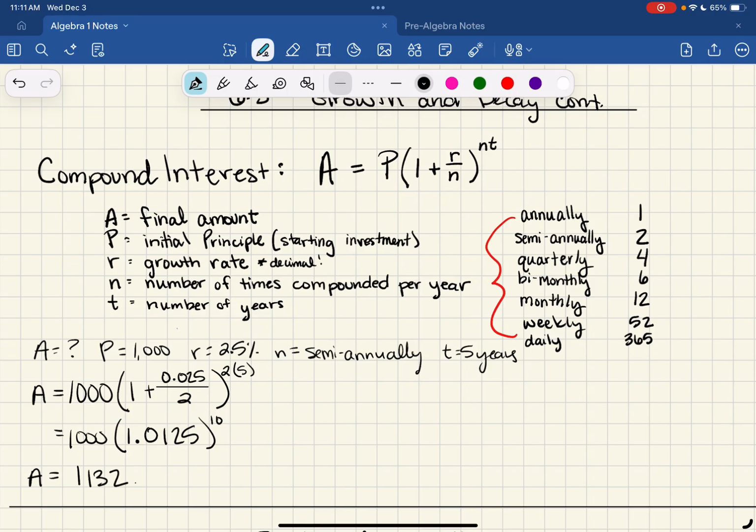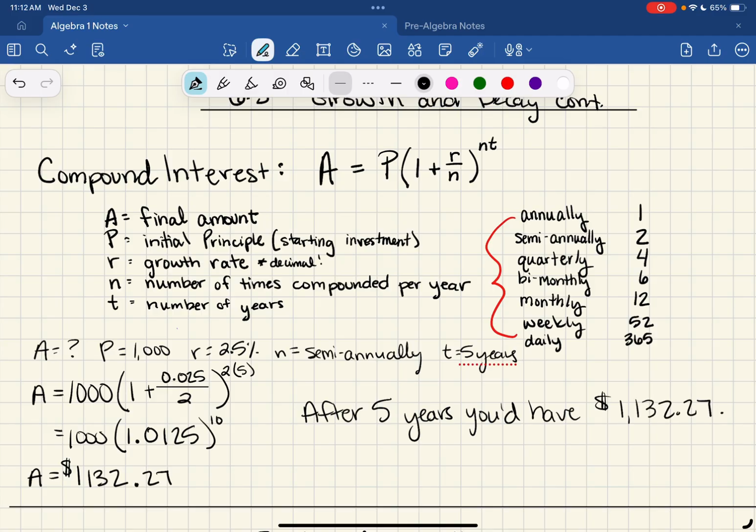And since we're dealing with money, we're going to go to 2 decimal places. So after 5 years, you'd have $1,132.27 in this account. You haven't done anything but gained $132.27 in these 5 years. Not too difficult. Very good.